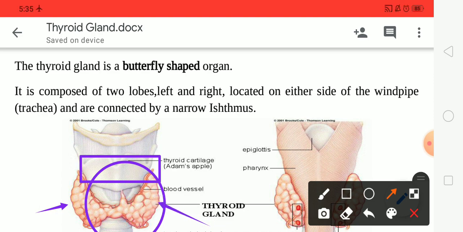The thyroid gland is a butterfly shaped organ and it is composed of two lobes, left lobe and right lobe, located on either side of the windpipe, and are connected by a narrow tube called as isthmus. This is called as isthmus. Clear? That means the thyroid gland consists of two lobes, left lobe and right lobe. Both are divided by a narrow tube called as isthmus.